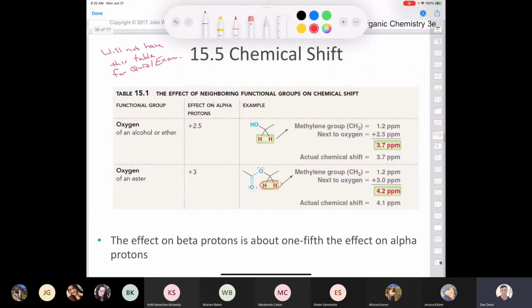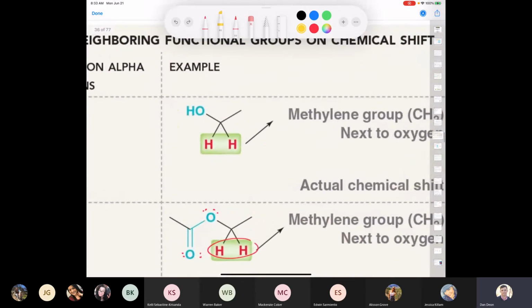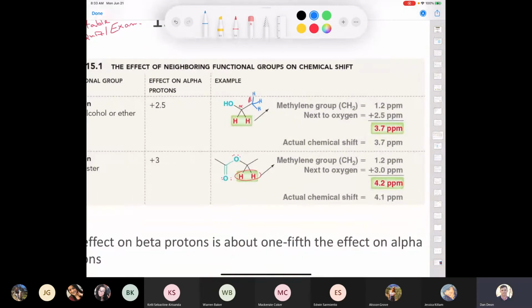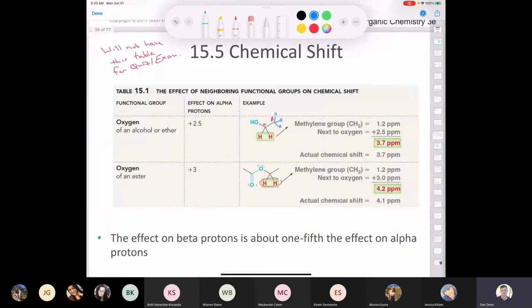So I want to get back to this part here and talk to you about this bullet point. It says the effect on beta protons is 1/5 the effect on alpha protons. Let me show you what I mean. This is ethanol. This is the alpha carbon, and this is the beta carbon. So these are the alpha protons, and the 3 protons here, 1, 2, 3, these are beta protons. Now, what did that bullet point say? It says the effect on beta protons is about 1/5 the effect on alpha protons.